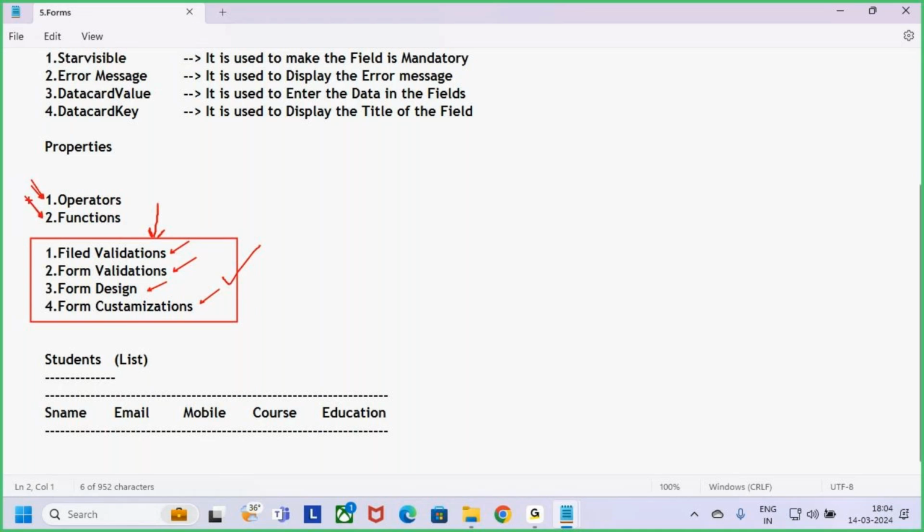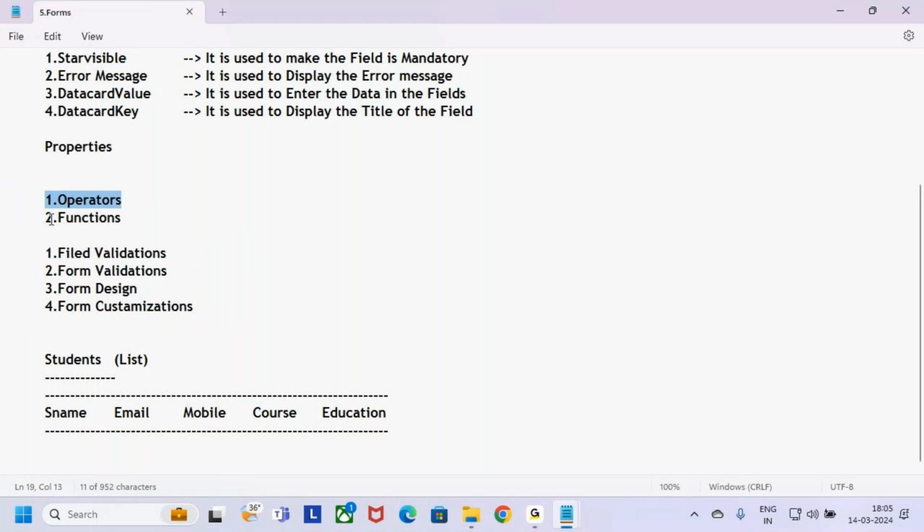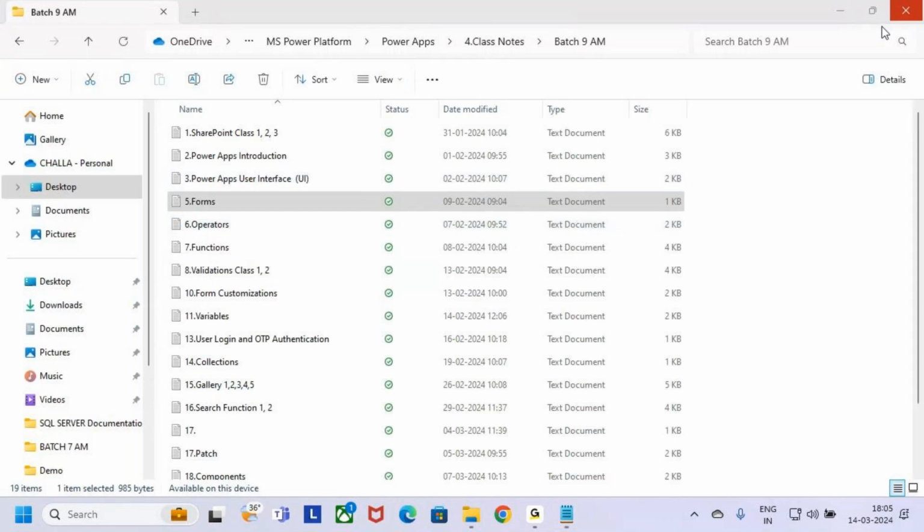In today's class, we'll discuss the operators, and in the next class we'll discuss the functions. Once we complete operators and functions, we'll discuss the forms again, guys. So in today's class, we'll discuss operators. Let me go to the notepad.